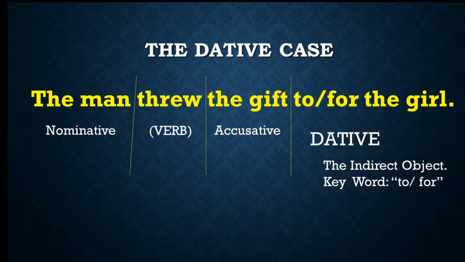The dative case expresses an indirect object. We take our sentence, the man threw the gift, and we add a dative to it, to or for the girl. So we can say the man threw the gift to the girl. That to the girl is a dative. We can also translate that as the man threw the gift for the girl. That phrase, to or for the girl, is a dative. Girl is the dative. It's the indirect object, with the keywords being either to or for.